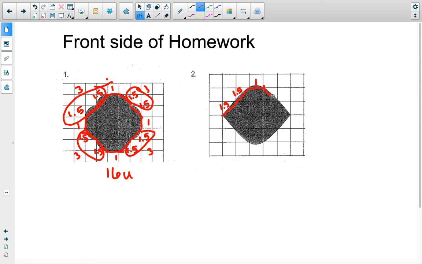Diagonal again. My pen is not cooperating very well. 1.5, 1.5, 1.5, 1.5. I have another 1 right here. 1.5, and 1.5. So let's add them up. This would be 3, 6, 9, 12, 13, 14. 14 units.